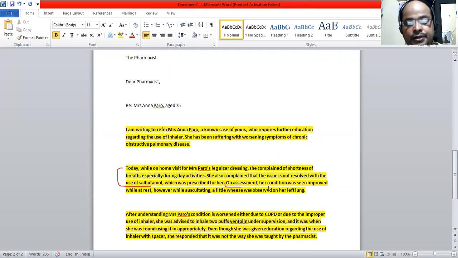On assessment, her condition was seen improved. However, while auscultating, a little wheeze was observed on her. So one more correction: a little wheeze was observed on her left leg.